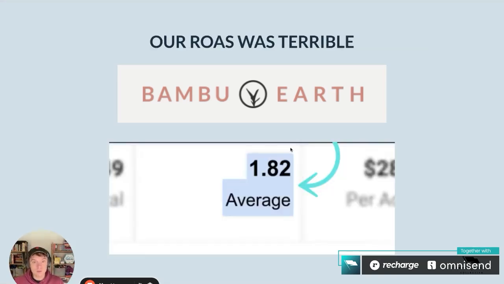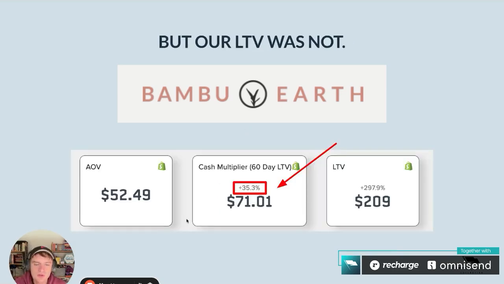Our ROAS was awful. This is 1.82. Now you'll see those of us coming at this from a 2024 perspective may not think 1.82 is so bad. But at the time, our ROAS was terrible. We weren't first order profitable. Essentially, the business just wasn't making any sense. But what we discovered using our proprietary tool, Statless, was that Bamboo Earth's LTV was actually great.